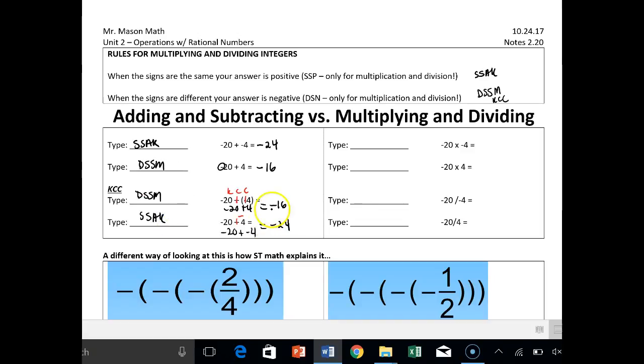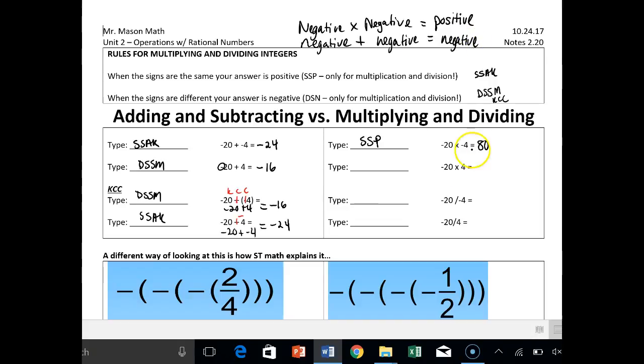Now notice how these problems are different than the following problems. So here we're multiplying, so that limits me to SSP or DSN. So those are same signs, positive. So it's a positive 80. 20 times 4, positive 80. A negative times a negative is a positive. Write that down. A negative times a negative is a positive. I know that seems crazy, it seems weird. I'll explain it via ST math here in a second. Whereas a negative plus a negative remains a negative, so equals a negative, okay?